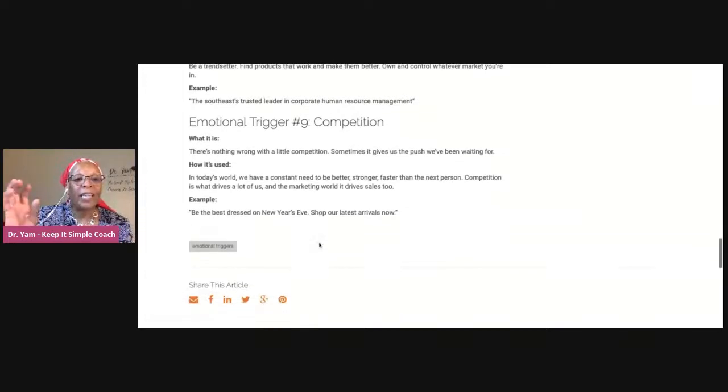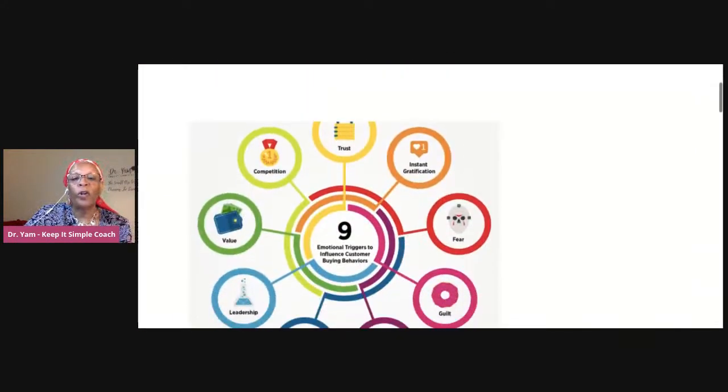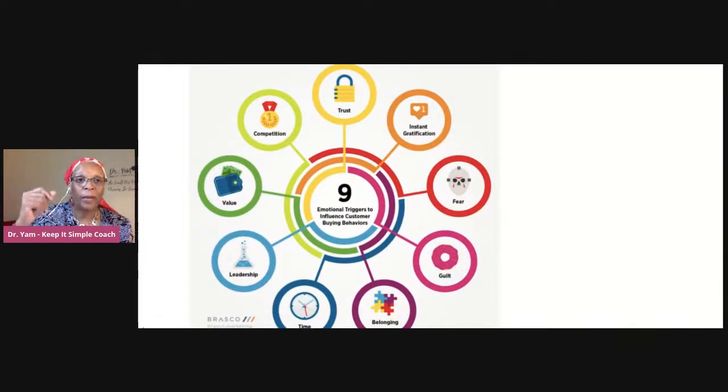But again, 9 emotional triggers that you can really think about for your business and how you're going to be able to make those connections. So, great resource. Make sure you save the link when you tap into it. Again, it's inside of your resource book, your activity book. But remember, you're not going to use all 9. Don't feel overwhelmed. You don't have to worry about that.